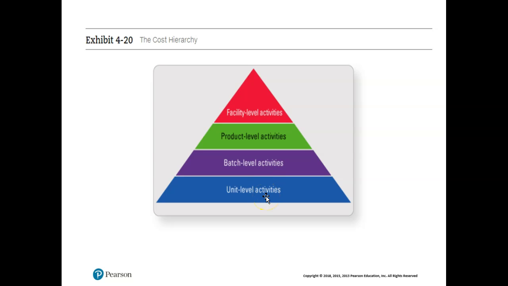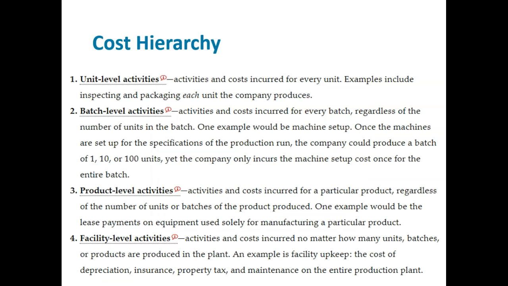And then a unit level activity, this is something that's done for each individual unit. So you want to keep that in mind, okay? It's done for each individual unit, okay? And this is right out of your textbook. So unit level activities, now we're on the bottom, incurred for every unit, like inspecting and packaging each unit. And pay attention to the examples that you get here because you want to be able to identify what kind of activity, what category it belongs to.